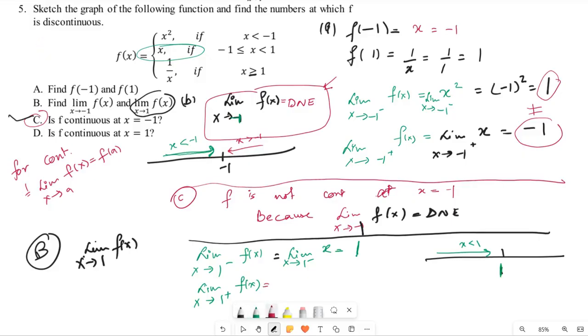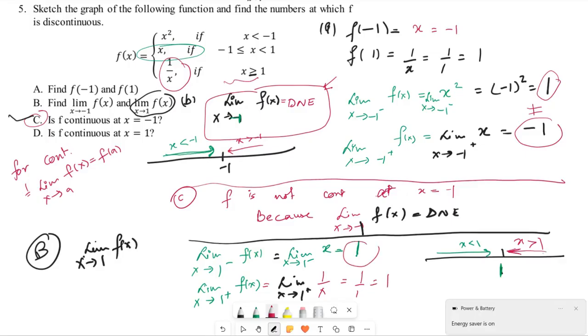Let's talk about the right side. When x approaches 1 from the right side, that means you are very, very close to 1, but from the right side. If you're on the right side on a number line, that means you are more than 1. That means you're using this function here. So for this limit as x approaches 1 from the right side, the function used will be 1 by x. And when I put 1 in here, this is 1 by 1, the answer is 1. Because these both are equal to each other, therefore this limit actually is just 1. Okay, so the answer to part B, second part, is 1.